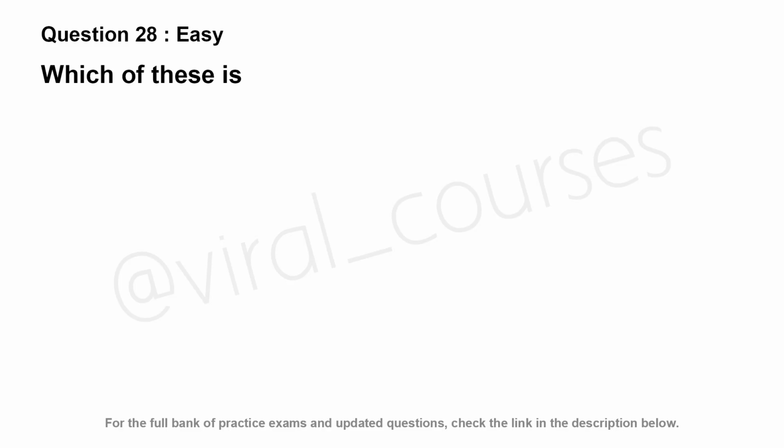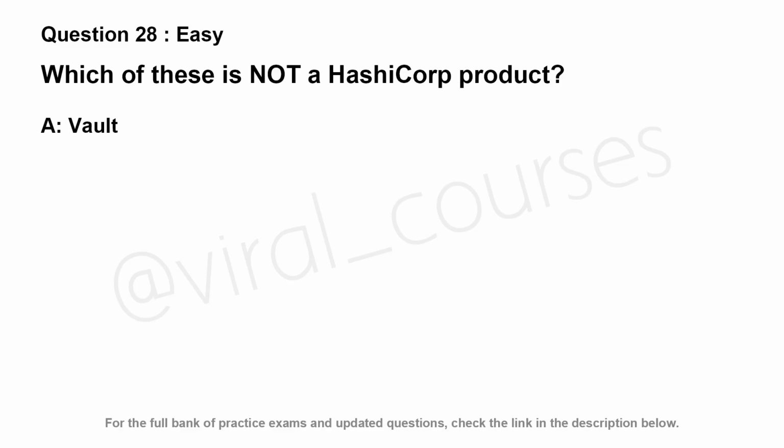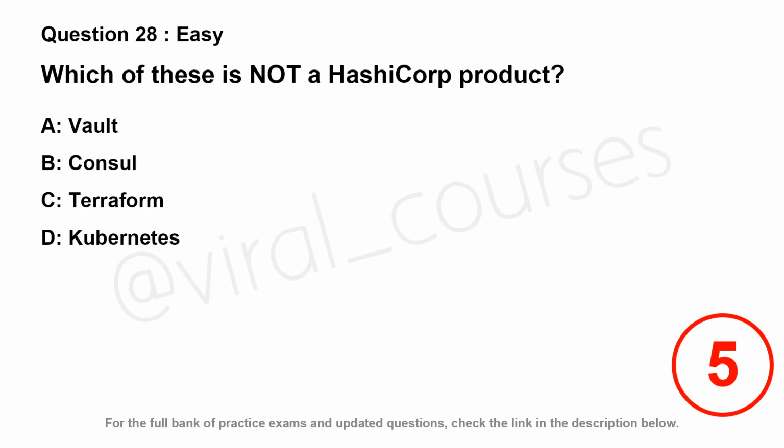Which of these is not a HashiCorp product? Option A, Vault. Option B, Consul. Option C, Terraform. Option D, Kubernetes.